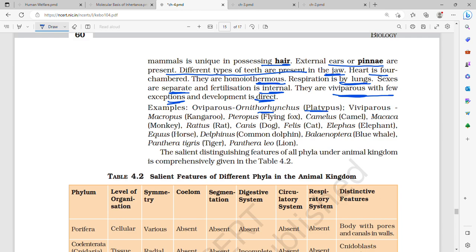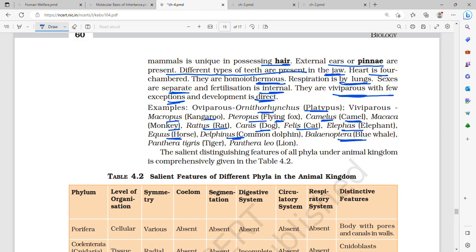Ornithorhynchus, that is platypus. Viviparous: Macropus, kangaroo. Pteropus, flying fox. Sorry, that was not a bat, that was a flying fox. Camelus, camel. Macaca, monkey. Rattus, rat. Canis, dog. Felis, cat. Elephas, elephant. Equus, horse.